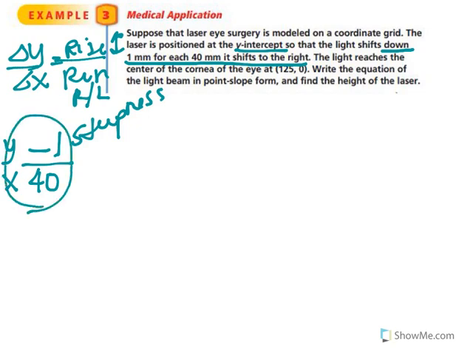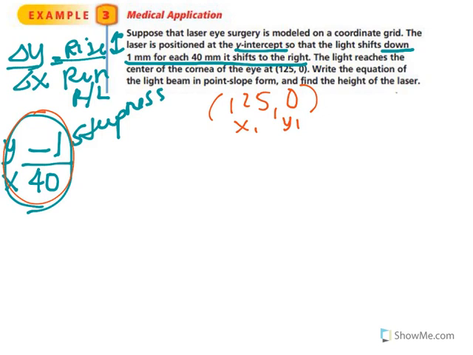Now it says here that the light reaches the center of the cornea of the eye at (125, 0). That's the point where the person ends up having their eye on the grid. So remember that this is your x1 and this is your y1. We have the steepness of this laser, -1 over 40, so it's going down 1 for every 40. That describes the line, and then it stops at (125, 0), which is the center of somebody's eye.